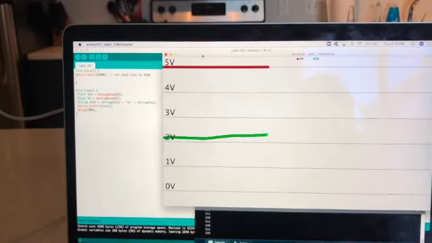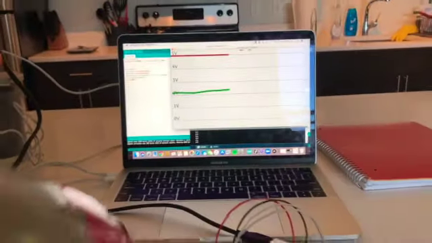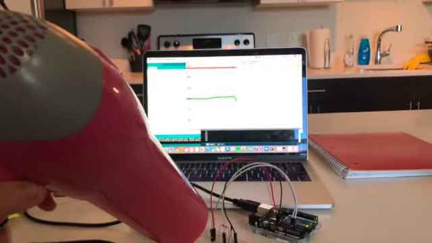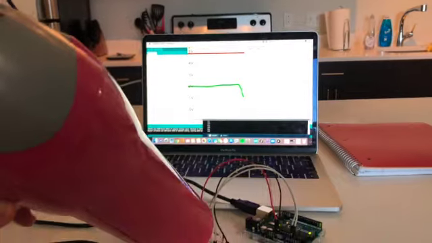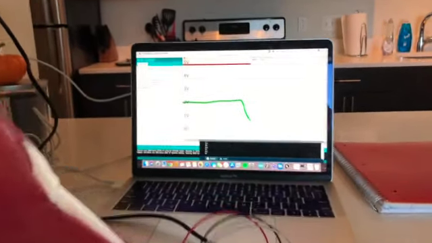This is what the processing code looks like when it's run before any temperature differences. Now, when I increase the temperature with the hairdryer, the resistance of the thermistor goes down, which makes the voltage output decrease.